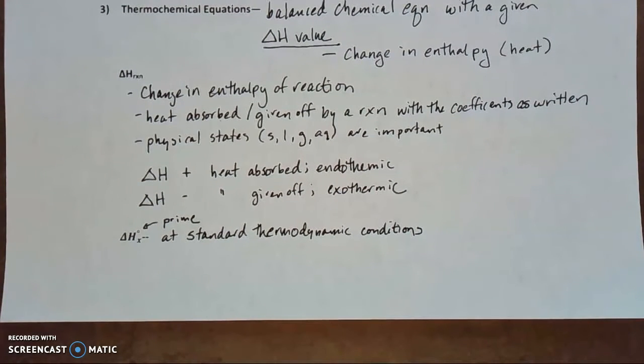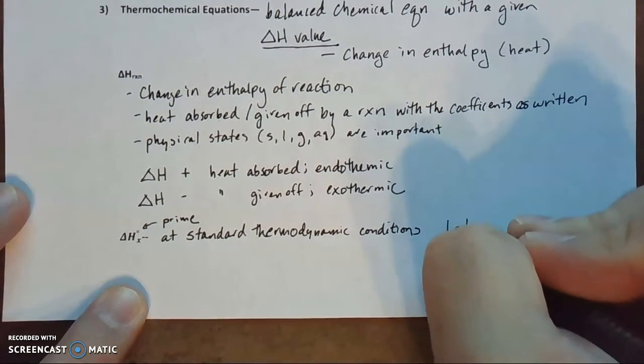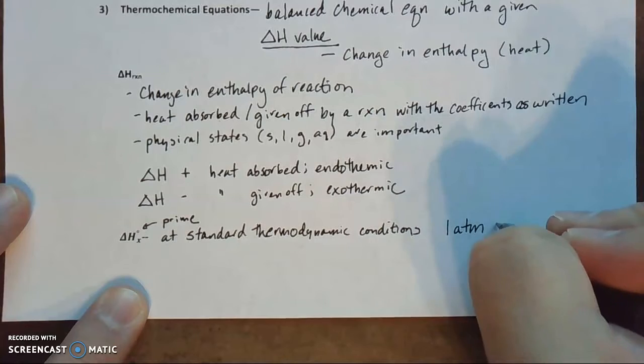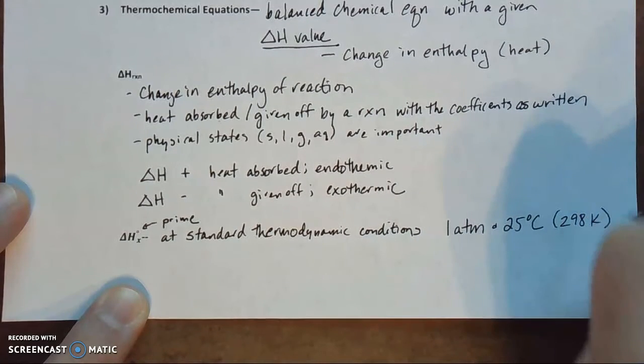Because heat can change based on pressure, temperature, all of those things, we actually have standard conditions so we can calculate things and be on the same playing field as everybody else. So these standard conditions are 1 atmosphere pressure and 25 degrees Celsius, which is 298 Kelvin. And that is approximately room temperature. So that's why they use that value.